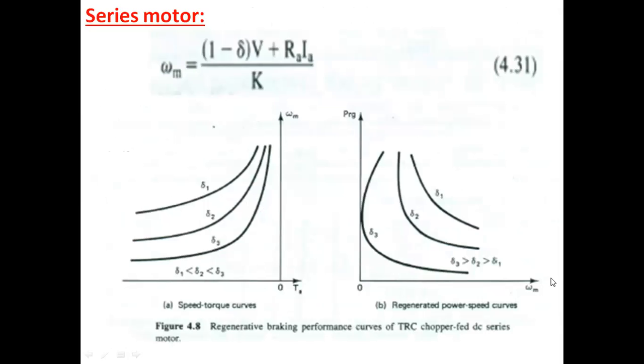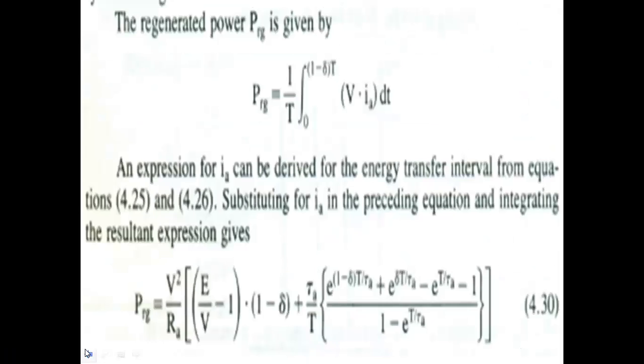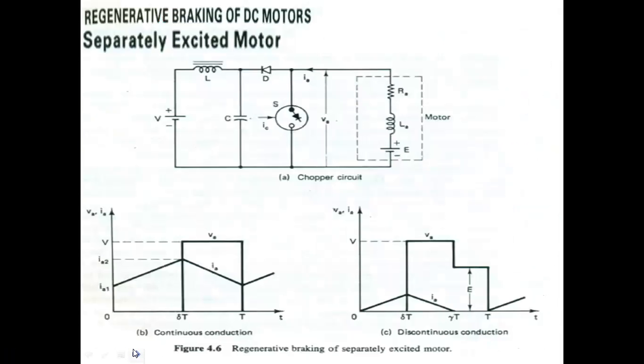Okay, now we will go to the series motor. The figure which I have shown you in previous classes, that is figure 4.6, this one, this circuit can also be employed. This is employed for regenerative braking of DC motors in separately excited motor. This same circuit employed for the regenerative braking of series motor is the same as shown in figure 4.6a.